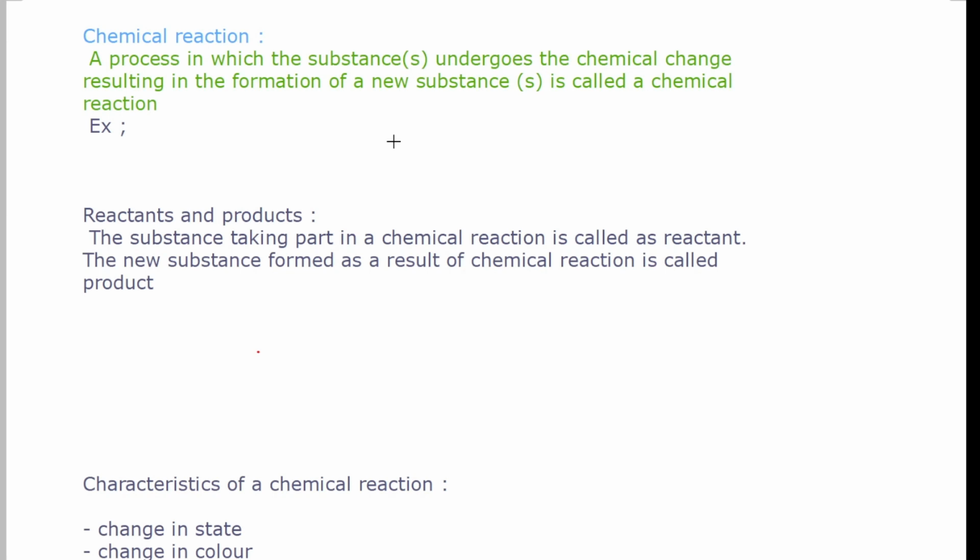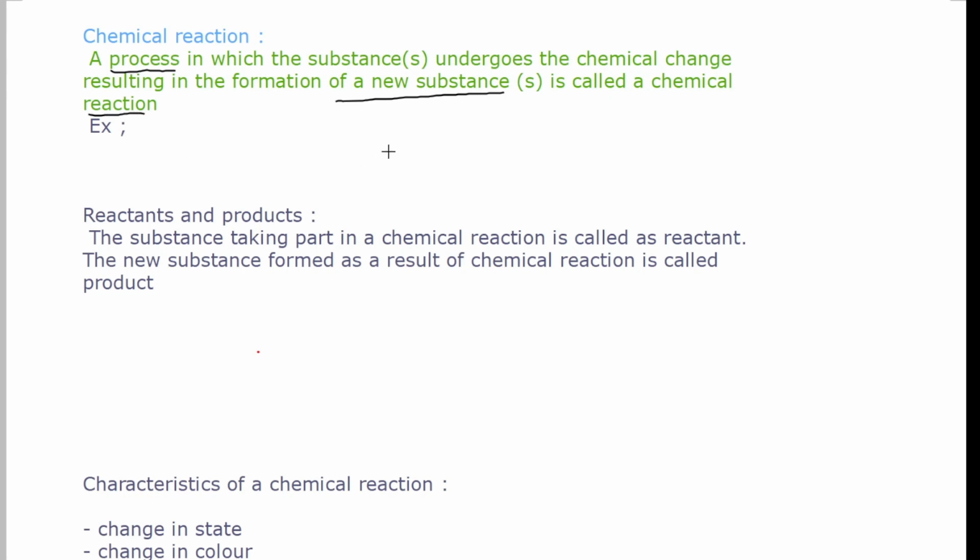How do we define this chemical reaction? It is a process in which the substance or substances undergo chemical change, which results in the formation of a new substance or substances. It depends on the type of reaction. Whether a single substance is formed or two or more substances are formed depends on the type of chemical reaction and also the starting materials used, that is, the reactants. It is called a chemical reaction.